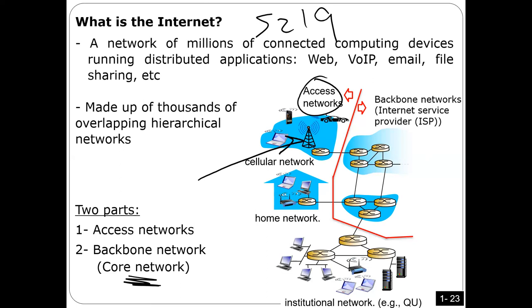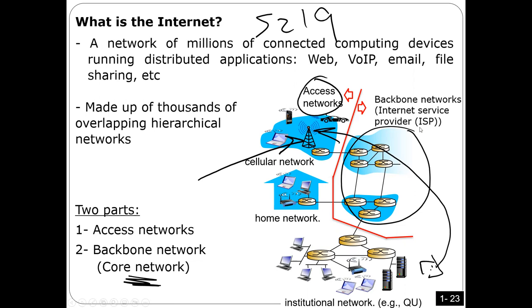And then we have here the backbone, or the core network. As you see here, the backbone is just routers and switches, a bunch of routers connected together so that if there is a message from this network to be transmitted to that network, it can do that. So two parts here, okay? The backbone is actually the internet service provider. Let's start first with the access network.